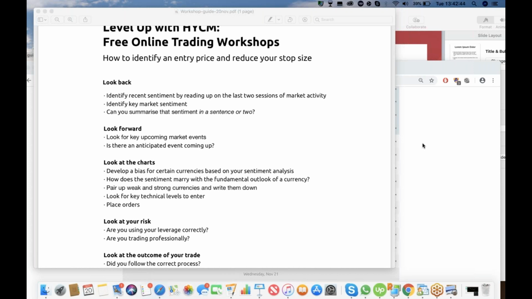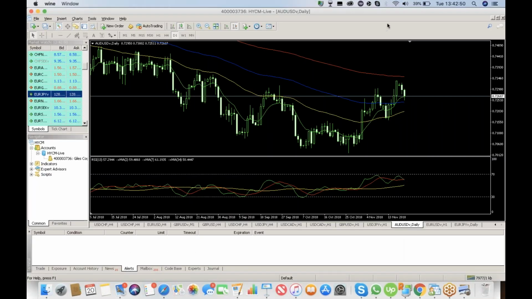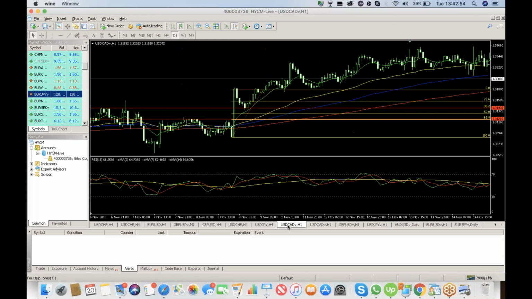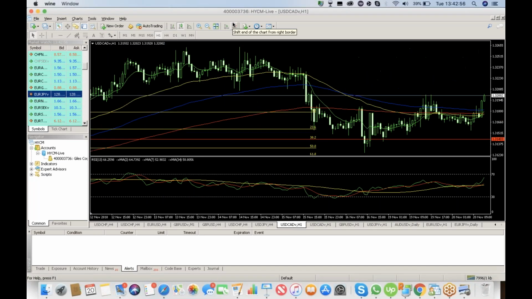So if we looked at the US dollar Canadian dollar chart, what we'd expect to see is the US dollar appreciating against the CAD. So let's just have a quick look at the chart, see if we've got it here. See, and that's exactly what we see.